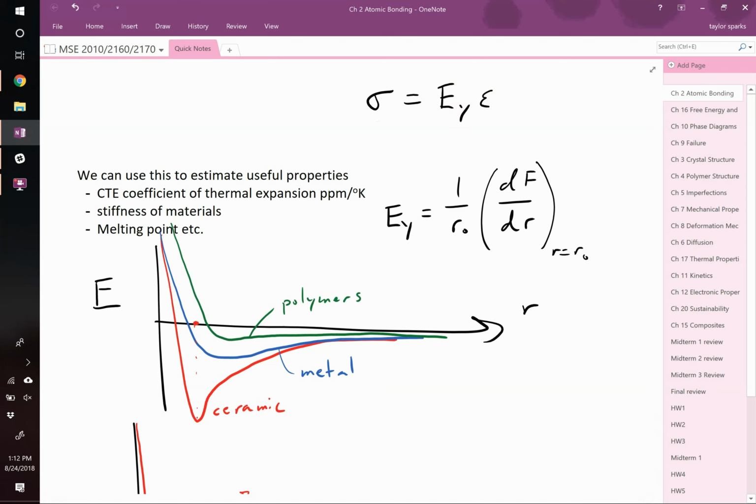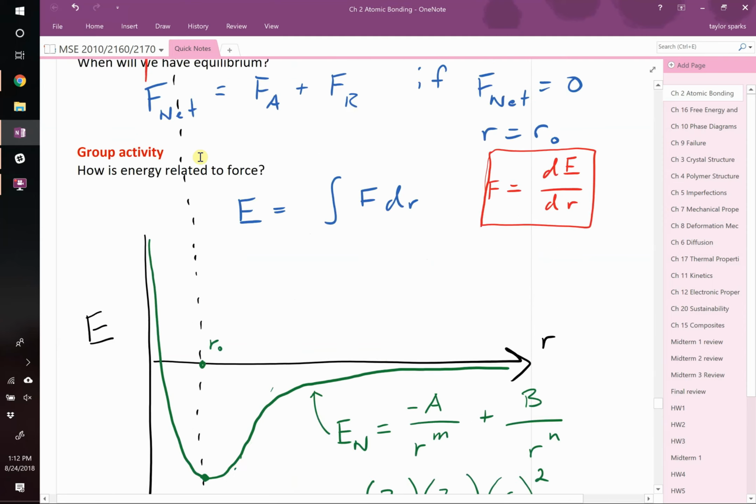So I've got these two atoms that I've got close together. If I pull on them, it might be the case in one material that it's really easy, a small force stretches them quite a bit. But in another material that's stiff, a small force doesn't actually make it stretch very much. And these diagrams can tell us that too. Let's go back to our force diagram.